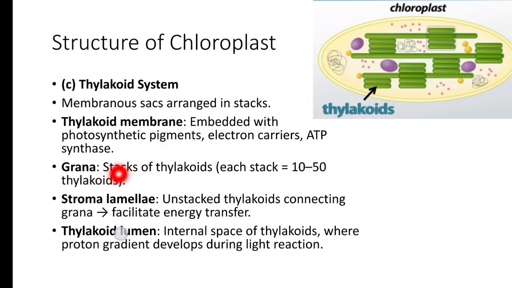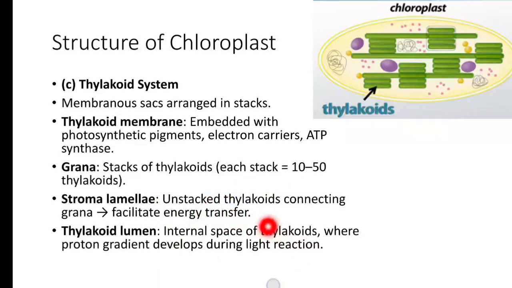So what is meant by grana? Grana is a single part of the thylakoid system. Each granum will contain 10 to 50 thylakoids, and also stroma lamellae, which connect the different grana all together, and it also contains the thylakoid lumen.